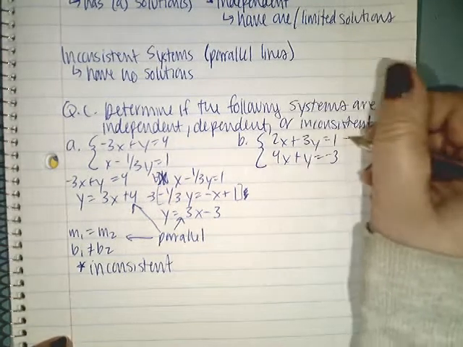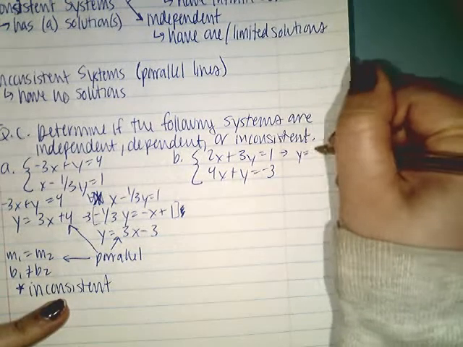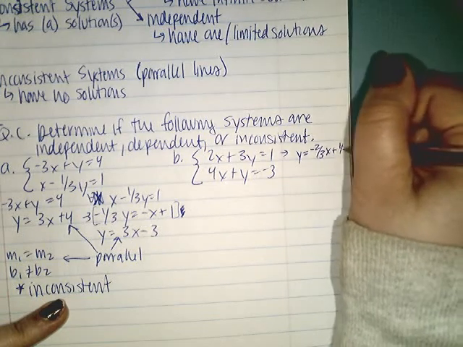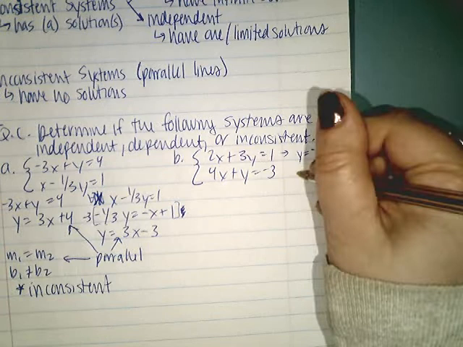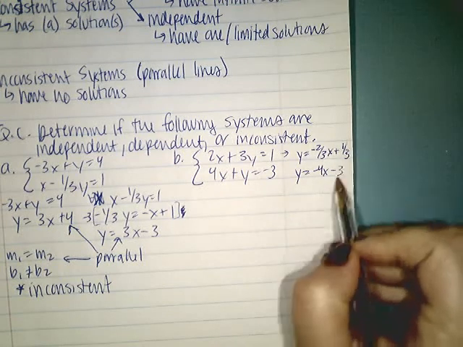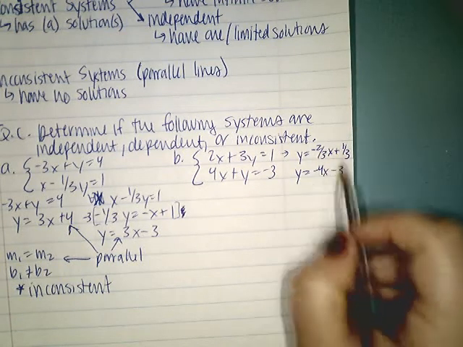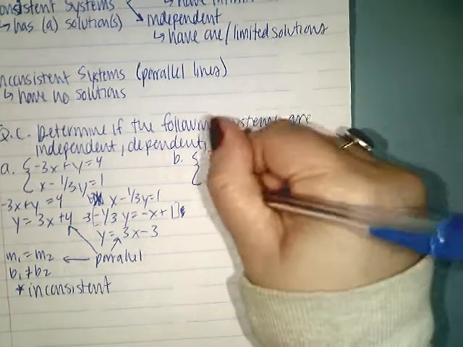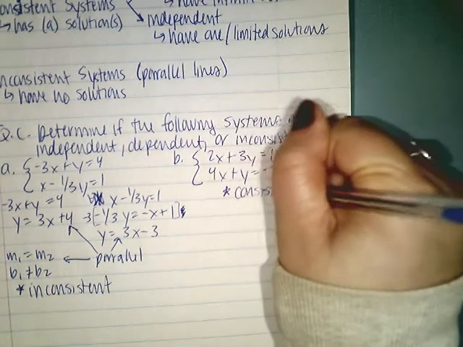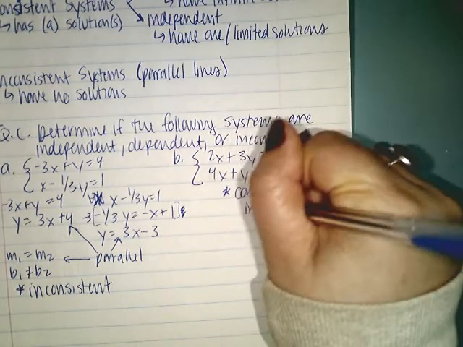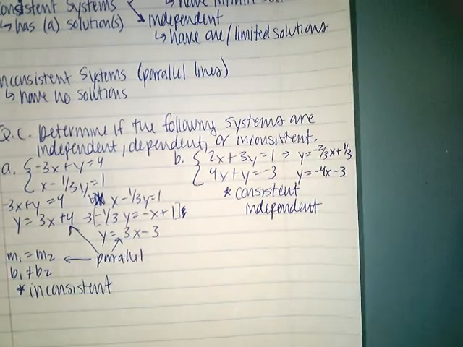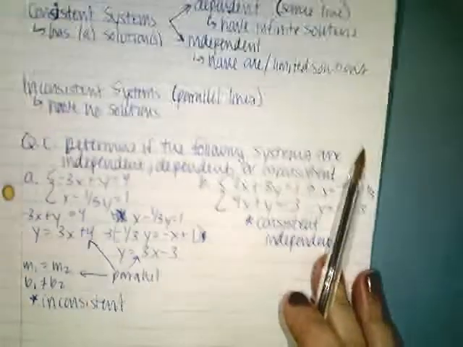So if I rearrange this one, it becomes y equals negative 2/3 x plus 1/3. And then this one will become y equals negative 4x minus 3. They don't have the same slope, they don't have the same y-intercept, and they're not the same line. So it's going to be independent, or consistent independent. Since they have different slopes and different y-intercepts, they are not parallel and they are not the same line.